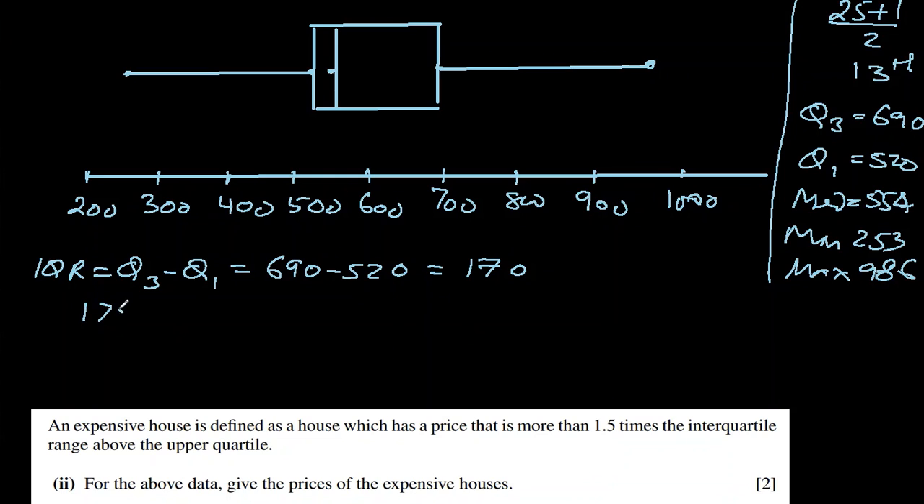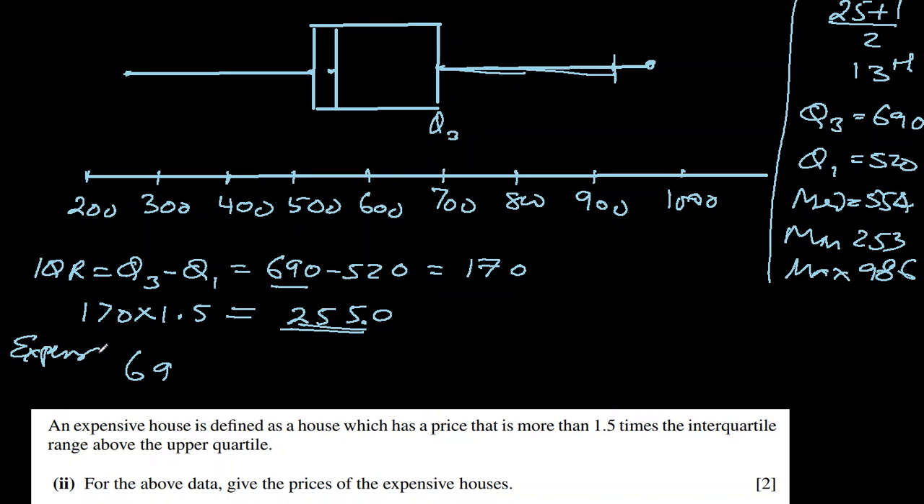Okay, so 1.5 times 170. 170 multiplied by 1.5 will be 255. 255 is 1.5 times the interquartile range above the upper quartile. So this is the upper quartile. If we get a value which is 255 more than this, that will be called an expensive house. So we know the upper quartile is how much? 690. So an expensive house will be worth 690 plus 255, which comes out to be 945. Yeah, 945 million, not million, thousands.